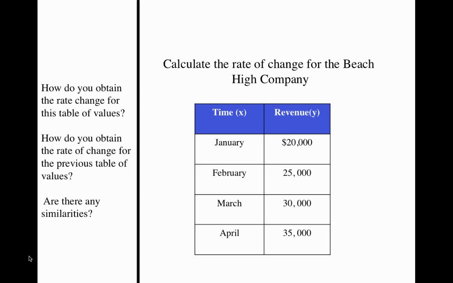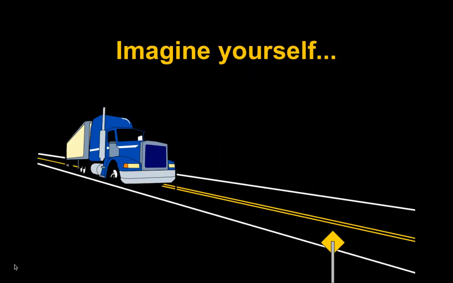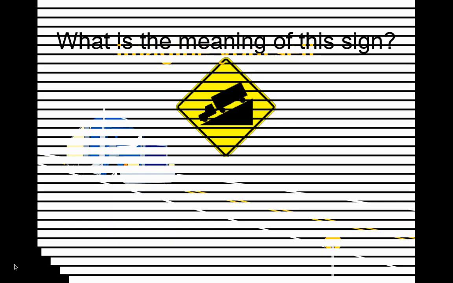On the previous table you drove for 1 hour and it was 70 miles. You drove for 2 hours, it was 140. So that was 2 times the number of hours. Imagine yourself driving a truck.